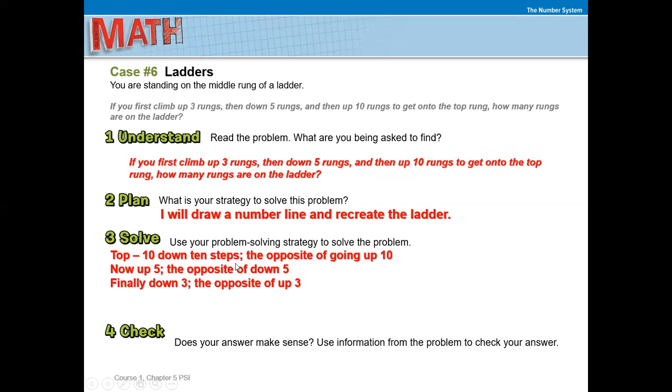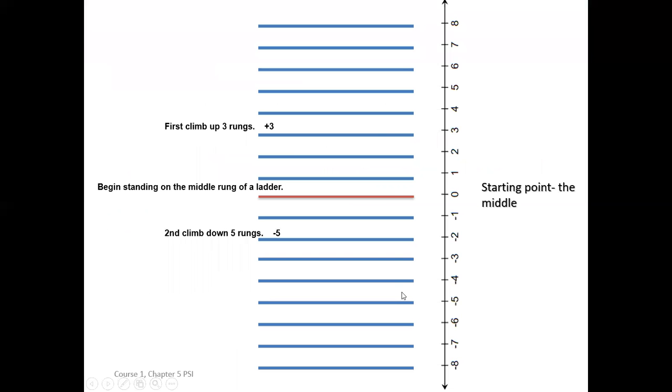Use your problem-solving strategy to solve the problem. 10 down, 10 steps down, the opposite of going up. Now up 5, the opposite of down 5. Finally 3, the opposite of up 3. I used a number line to help me solve this problem. Here's 0. Here's where they begin, on the middle rung. First climb up 3 rungs, you're here. Then climb down 5. 1, 2, 3, 4, 5. That puts us here.